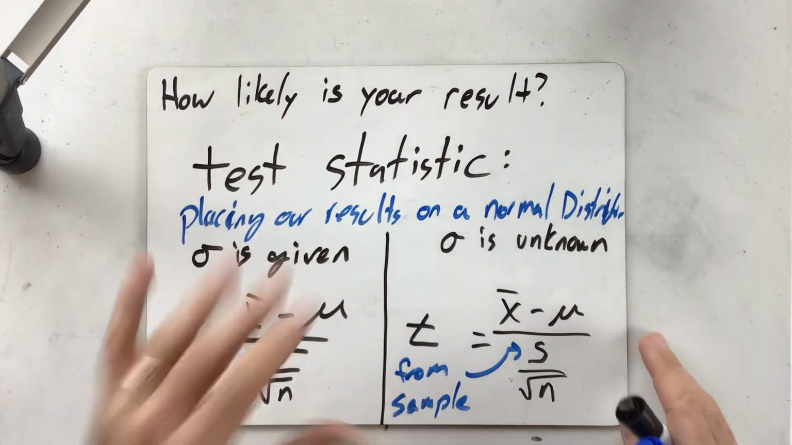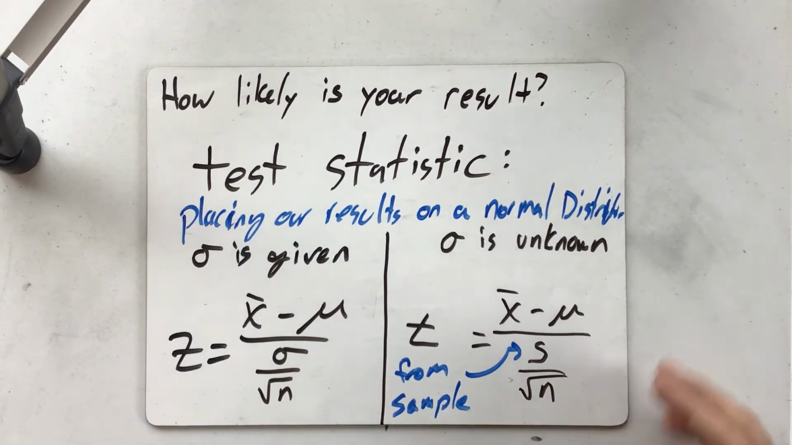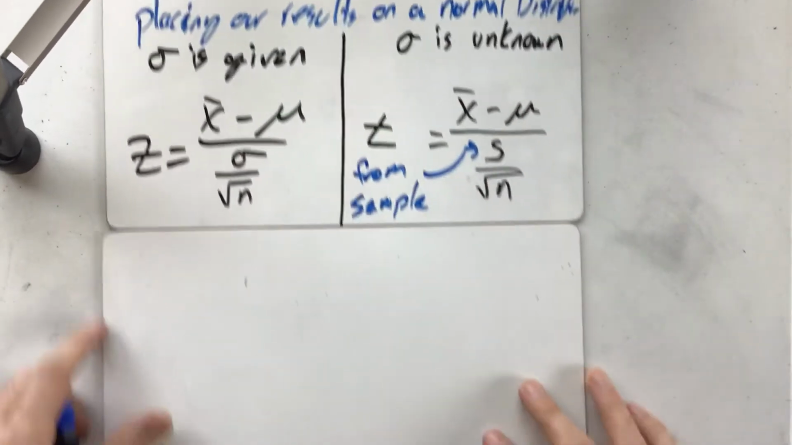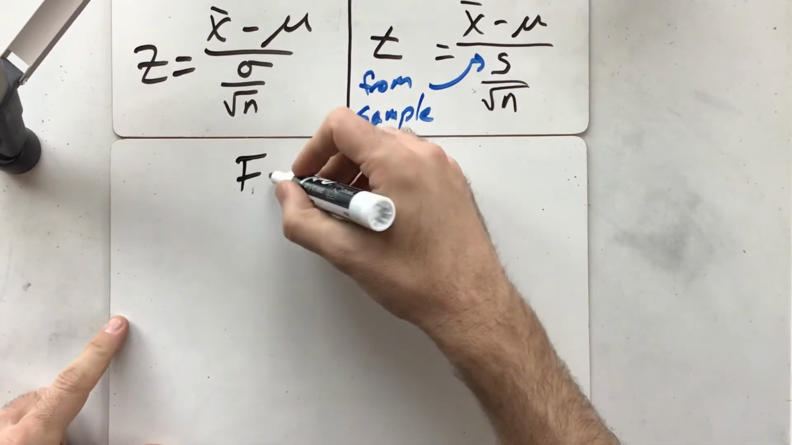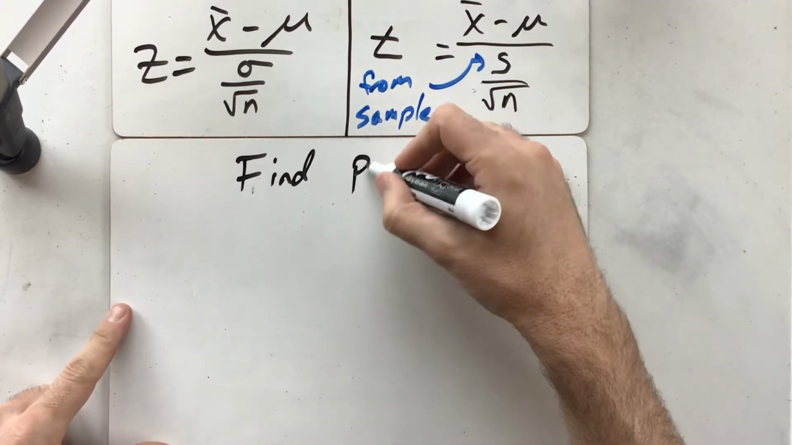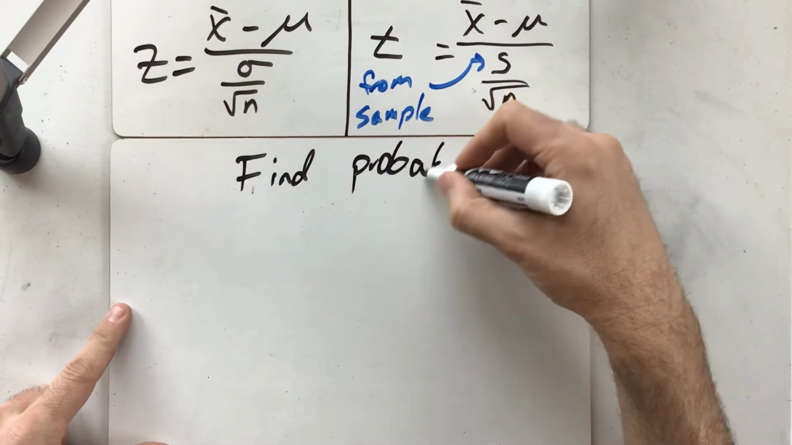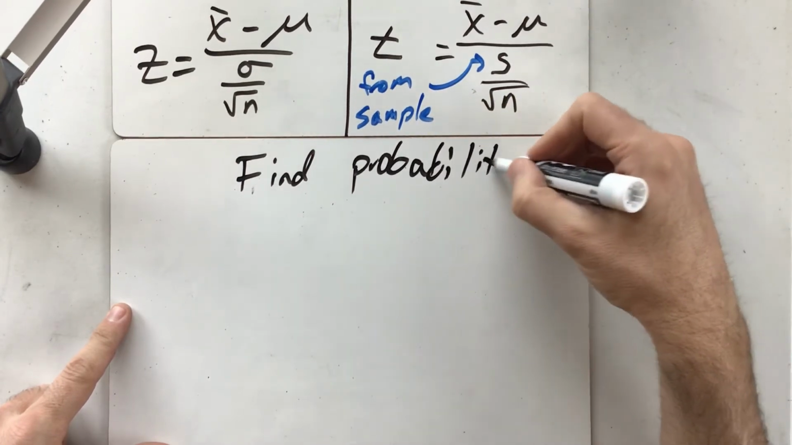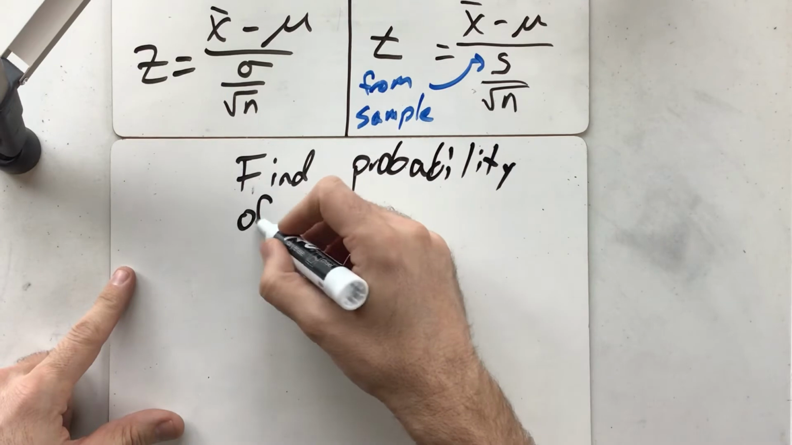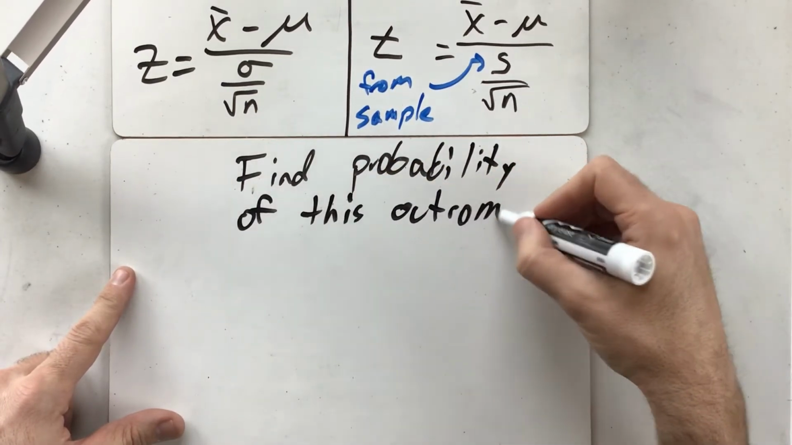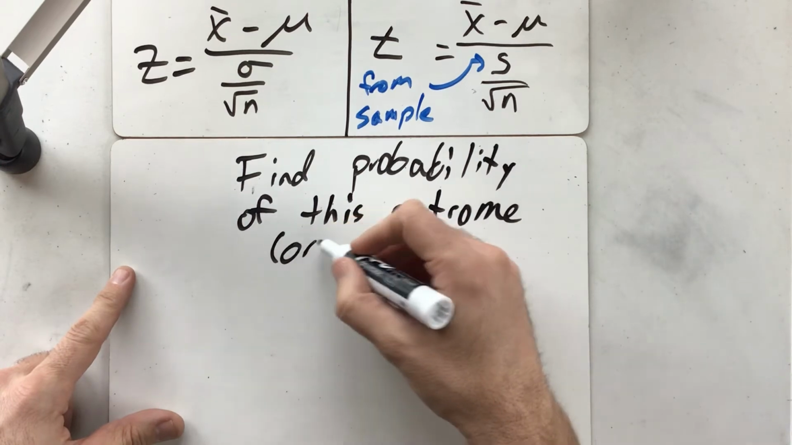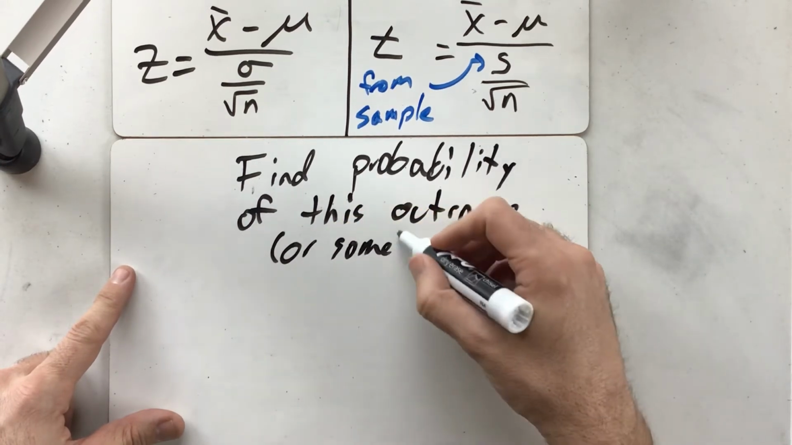Okay, so this is the basic idea of a test statistic. Now, what do we do with this T and this Z and this T distribution once we get to it? Well, what we do is we find the probability of this outcome or something more extreme.